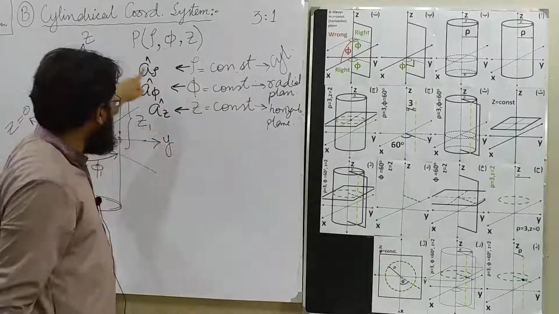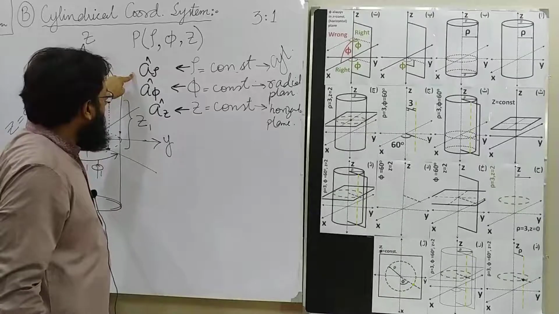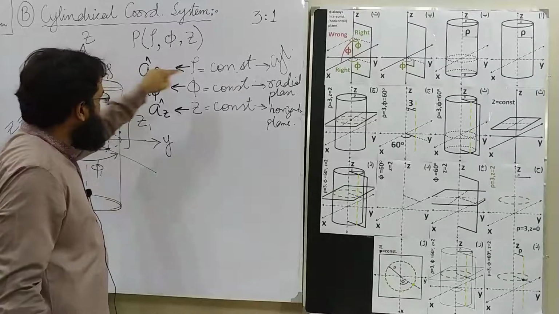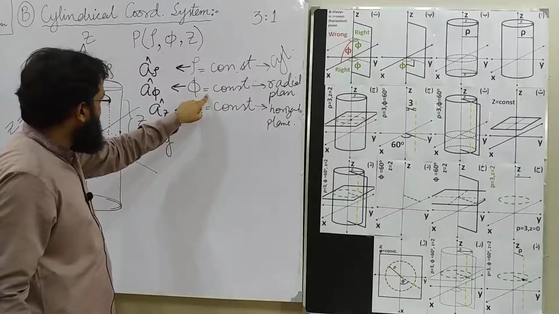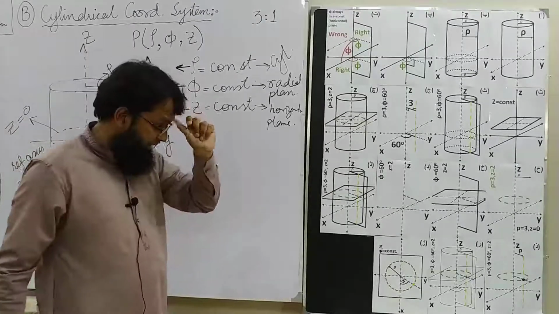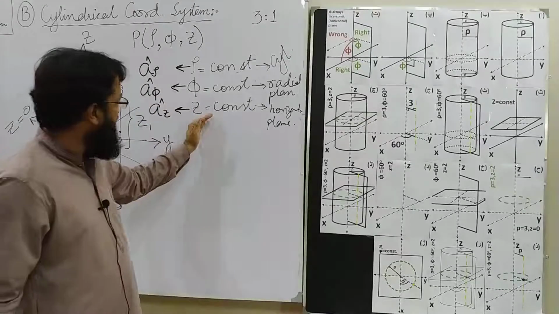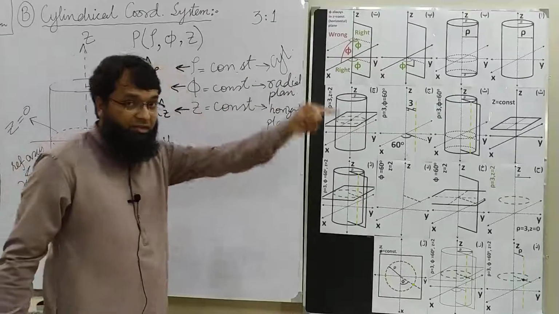a z is perpendicular to z equals constant. Number 1. Number 2, a rho is pointing in the direction of increasing values of rho, a phi in the increasing value of phi, a z in the direction of increasing values of z. Sorry, this a phi should be pointing in the direction of increasing values of phi.